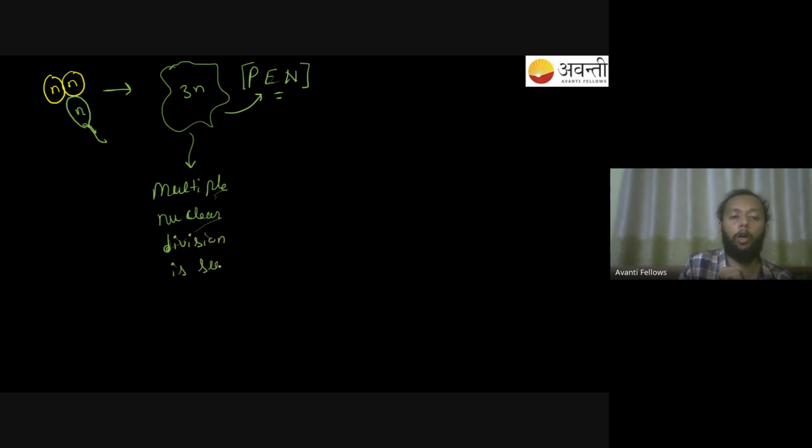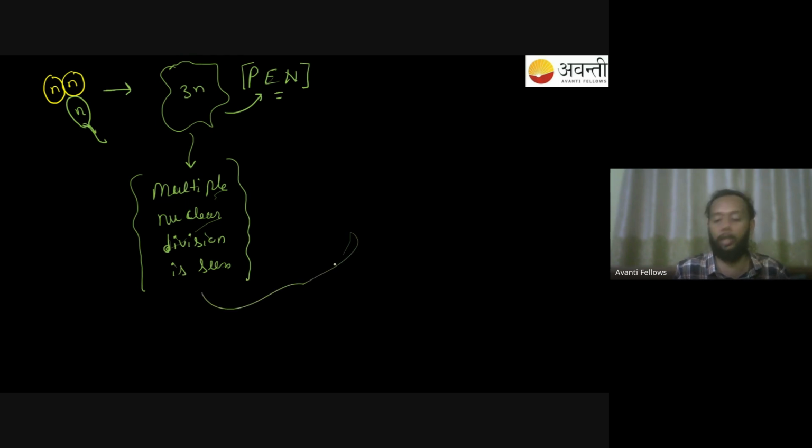So that means this nucleus will undergo rapid division. The primary endosperm nucleus will undergo rapid division and will increase in number without any wall formation. It will undergo multiple nuclear divisions without wall formation. So because of that, you will find a large number of nuclei formed over there.